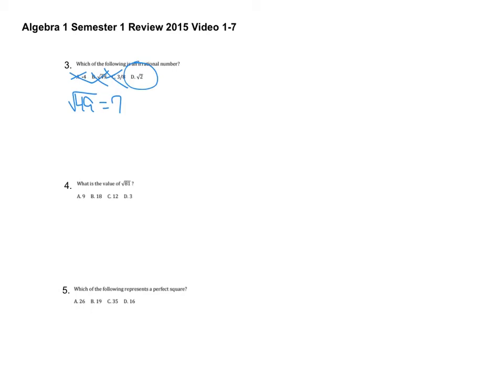Number 4 says, what is the value of the square root of 81? What times itself equals 81? Well, 9 times 9, right? So the square root of 81 is 9.